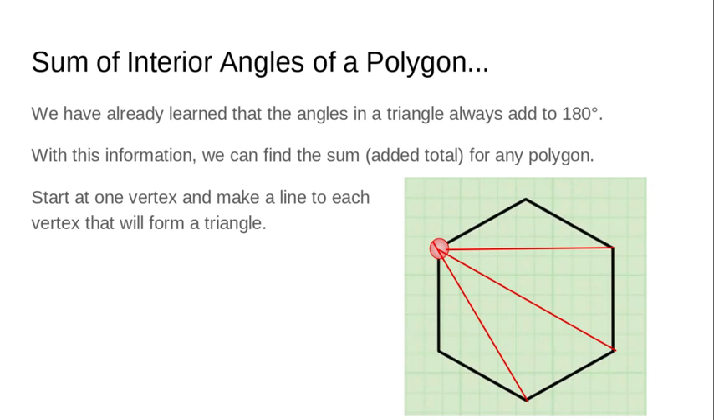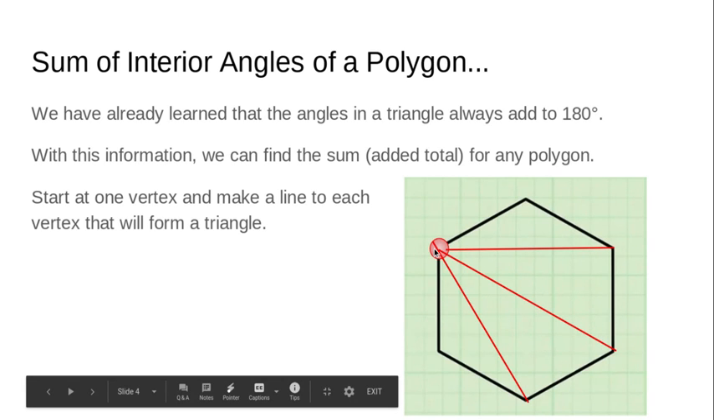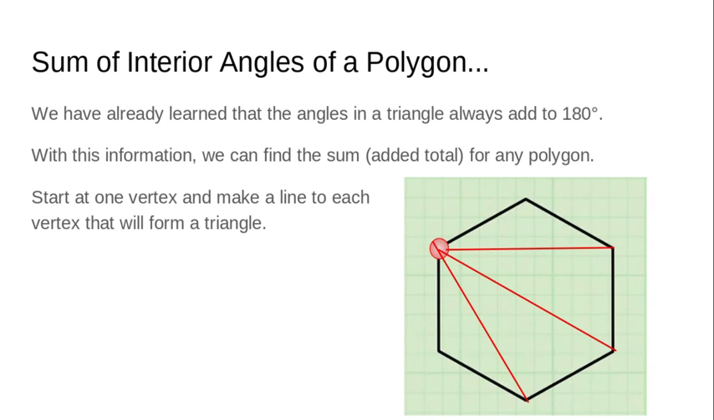So you're going to start at one vertex. In this case, I have a red circle there. And you want to make a line to every vertex that will form a triangle. So obviously, I can't go from this red line over to this vertex. That black line is the side of the shape. It's already there, so I can't do that. But I can go from here to the next vertex, and here down to the next one, and here down to the next one. But I can't go again right next to it, because I'd be tracing over the top of the side of our shape. So we have those three lines drawn in there that formed our triangles for us.